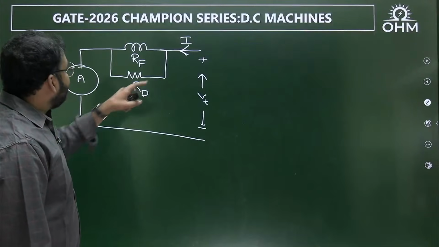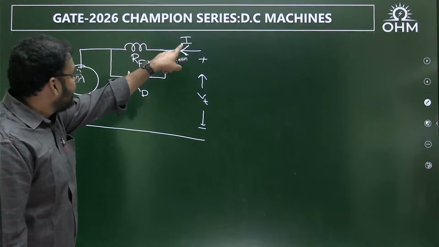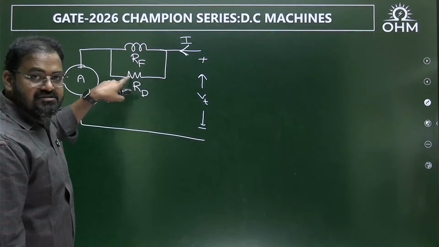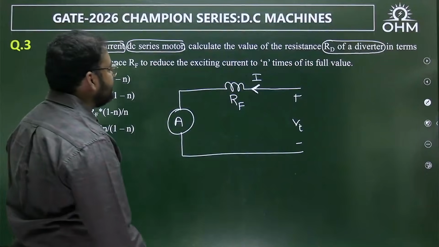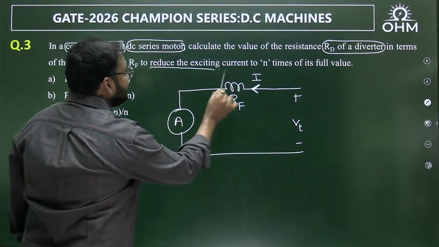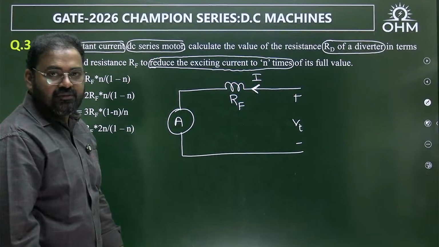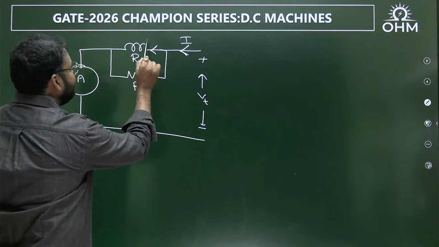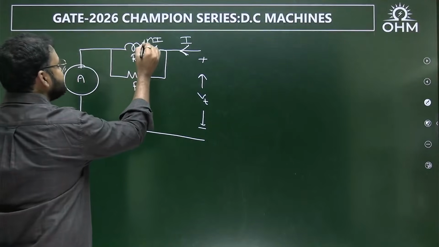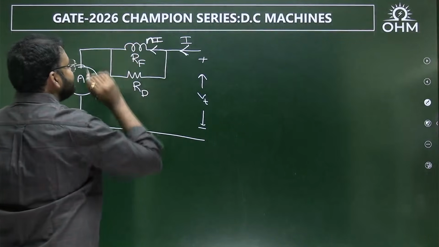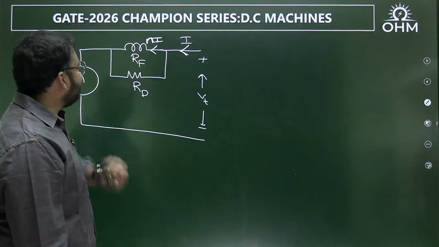But what will happen now? This entire current will not go through the field winding, right? Some current will divert to this extra resistance. Therefore, less current will go to the field winding. How much is that current? It is given: in order to reduce the exciting current to n times of its full load value. Now, the current passing through the field winding is not I, it is n times I. Are you understanding? It is to reduce the field current to n times of its full load value. Therefore, it is n into I.